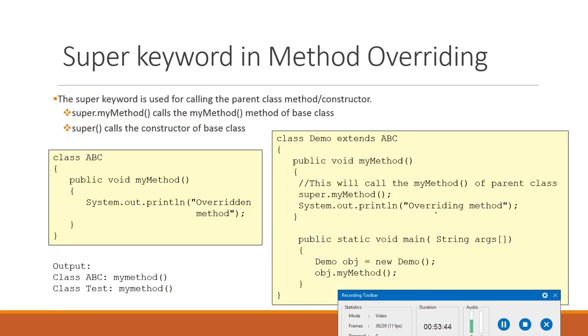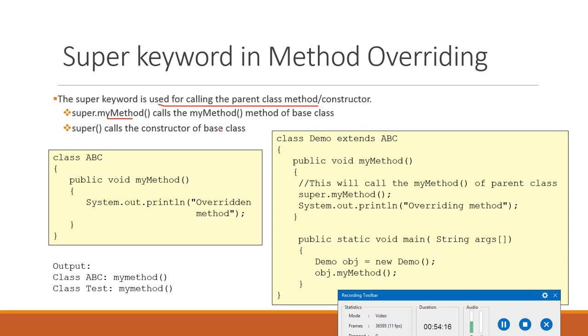Alright, now what if I want to show the parent class method also? So we use the keyword called super. The super keyword is used for calling the parent class method. Super keyword is also used with the constructor. I am not going to talk about constructors today. I am going to talk about only methods today. So super.methodName will call the overridden method of the base class.